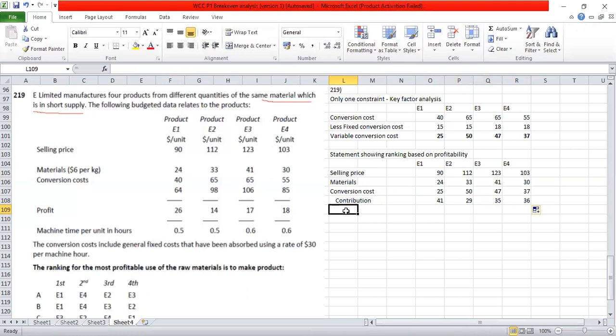So how do we know the units? Here the measurement of units is in terms of kgs. We see here it is $6 per kg. Do you see that? So now we should know what is the contribution per kg of material consumed. But how many kgs are used? See, the total contribution is 41, 29, 35, 36. Each product uses how many kgs of material? It's not given, but can we find out? We can find out the material consumed.